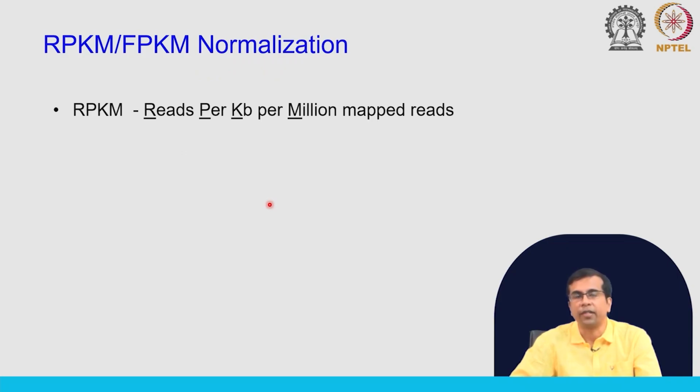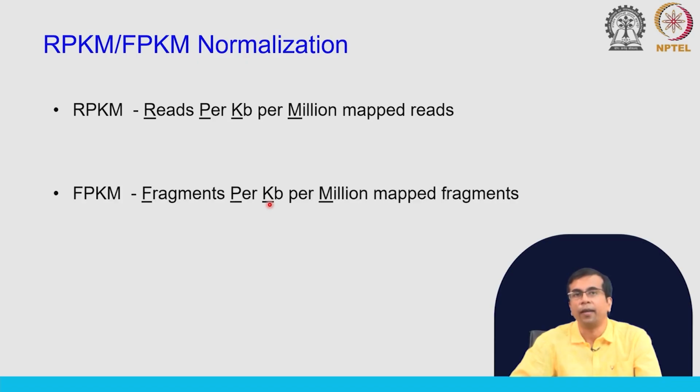RPKM stands for reads per kb per million mapped reads, and FPKM stands for fragments per kb per million mapped reads. The method is exactly identical. The only difference is, instead of counting reads, we count fragments. Why do you count fragments? Because if you are dealing with paired end data, reads do not make any sense. The fragments make more sense there.